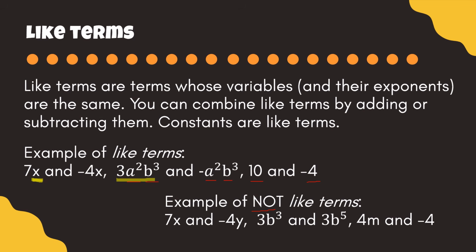Example of not like terms. So we have 7x and negative 4y. The two terms have different variables. Therefore, they are not like terms. 3b cubed and 3b raised to 5. Though they have the same coefficient, which is 3, we are focusing on the variables and the exponent of the variables. Yes, they have the same variable b, however, the exponent are not the same. One is 3 and the other one is 5. That is why they are not like terms.